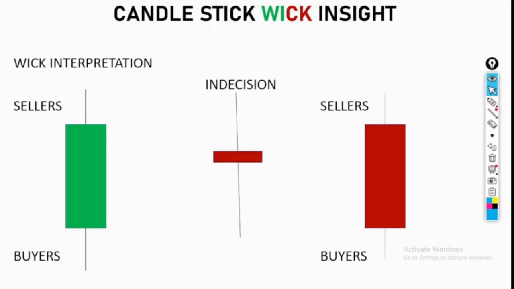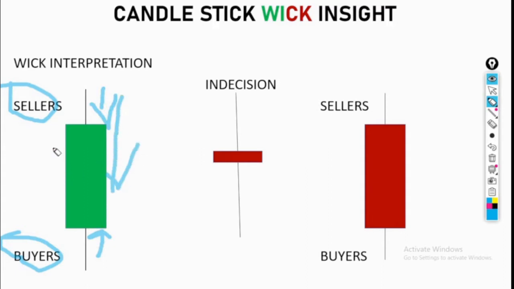So we can see here that we're talking about candlestick wick inside. If you look at this side, we have sellers on this side and we have buyers on this side, which means that our buyers are on this side of the market and our sellers are on this side of the market. So the sellers are trying to drive the price down, while the buyers are trying to push the price up, which is basically when the buyers push the price up.